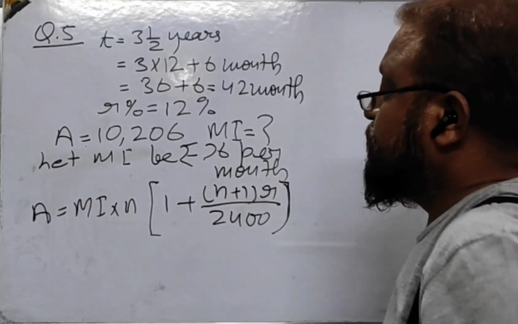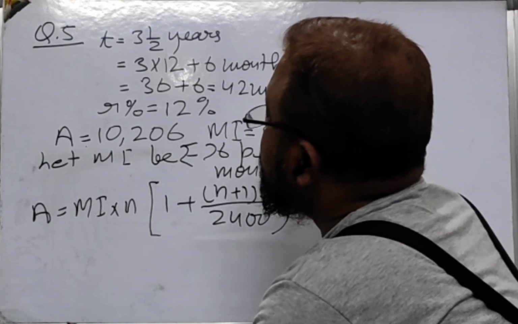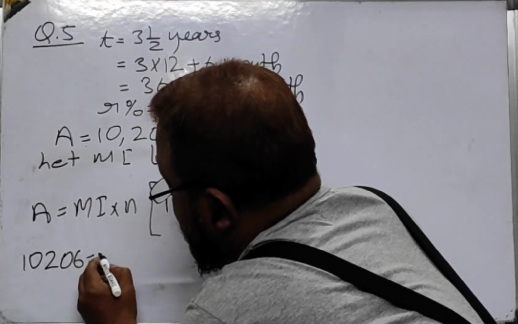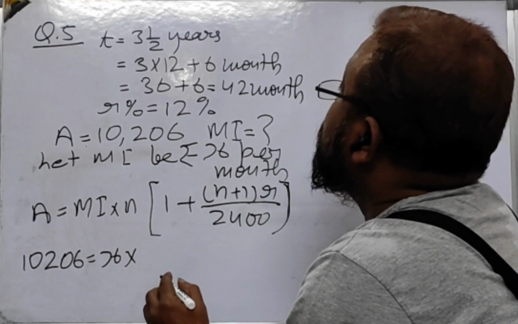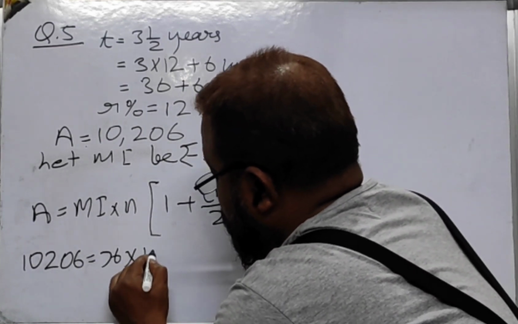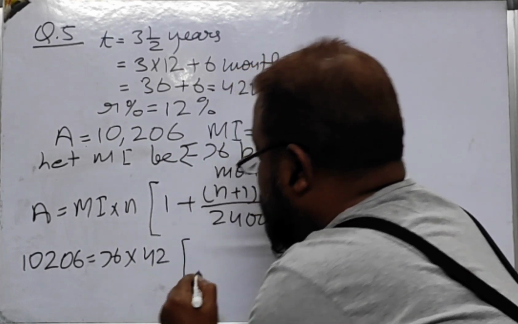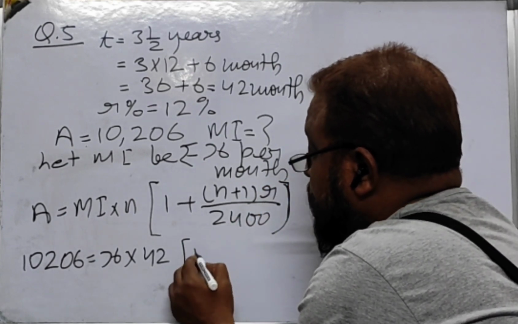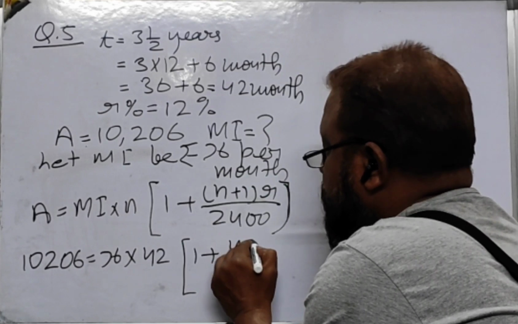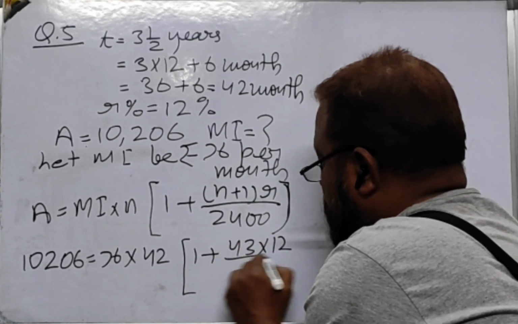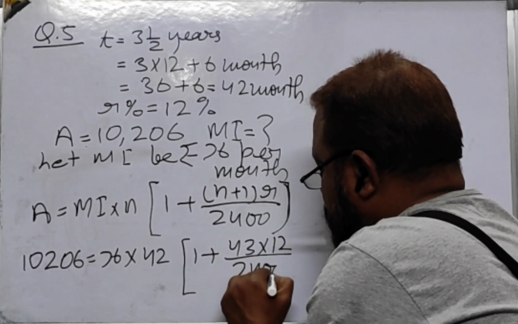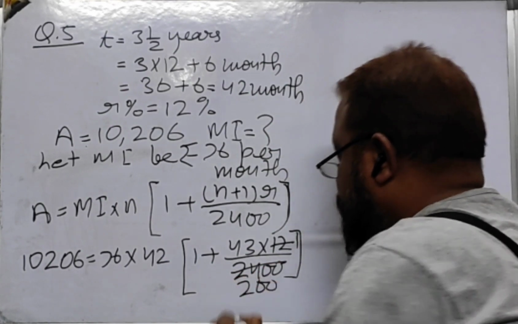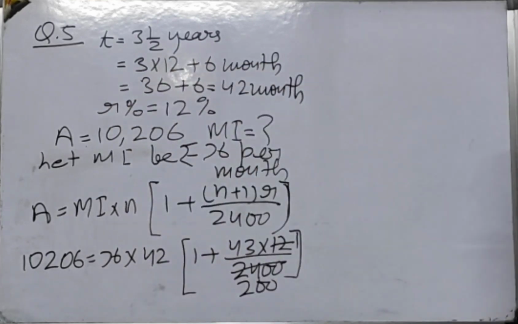So now we substitute the values here. It becomes 10,206 is equal to x into 42 bracket 1 plus 43 into 12 upon 2,400. 12 ones are 12, 12 twos are 24, so it is 200. I hope you get this much.